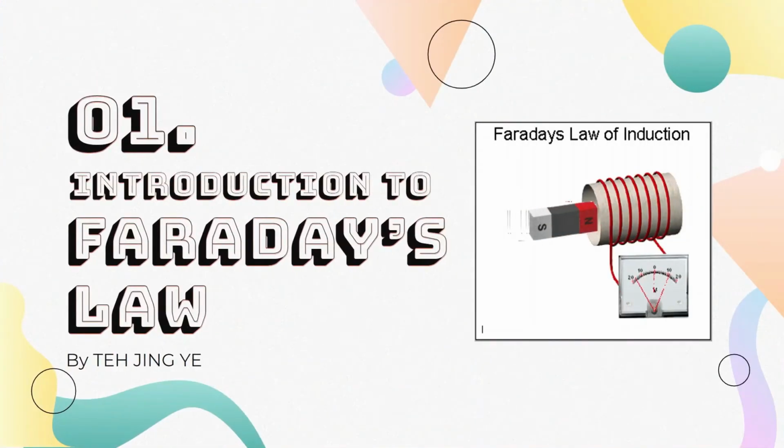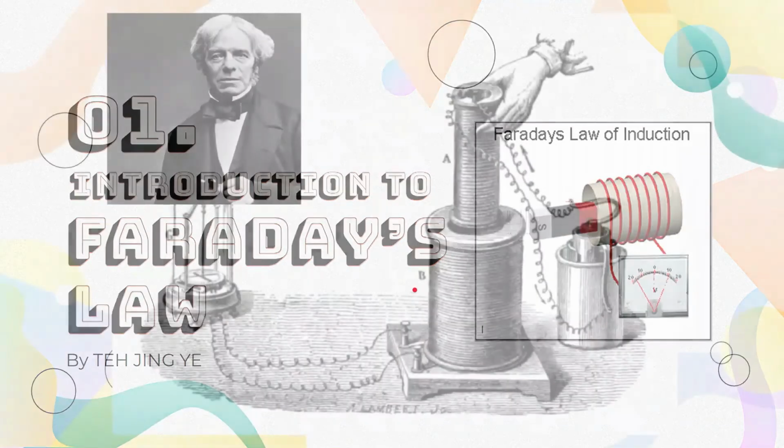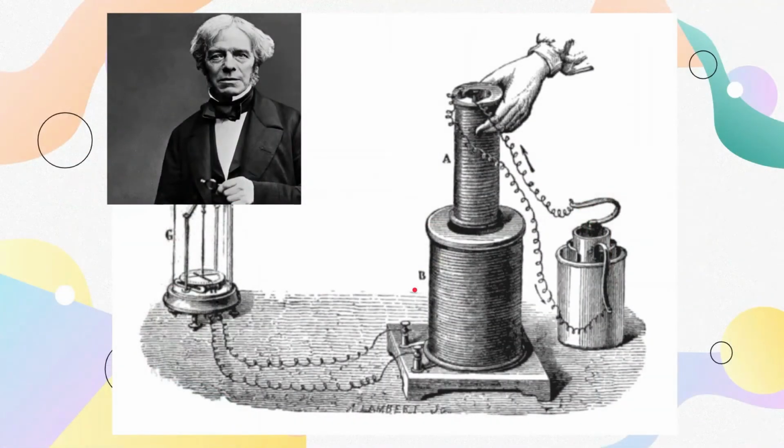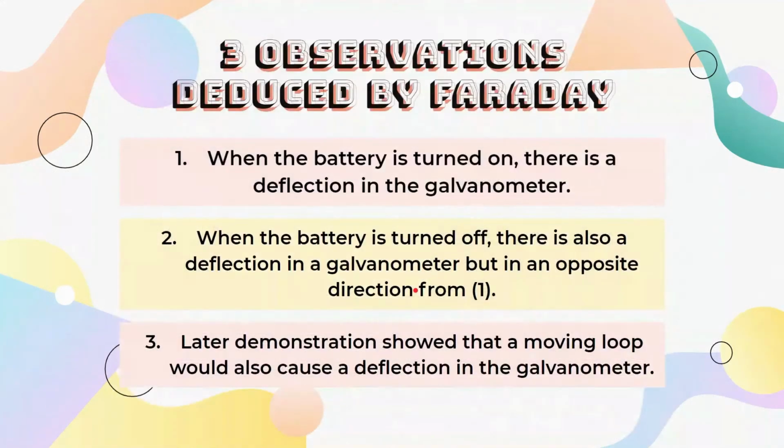Now, I'll start off the presentation by introducing Faraday's law. On 29 August 1831, Michael Faraday is credited for the discovery of electromagnetic induction. Based on his experiment, there are three observations obtained by Faraday. The first one: when the battery is turned on, there is a deflection in the galvanometer.